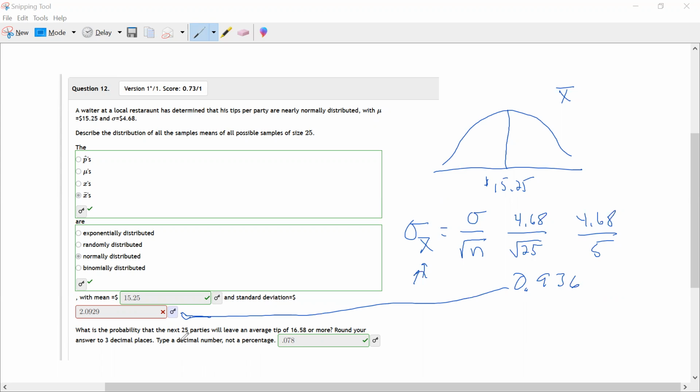Now, what's the probability that the next 25 parties, notice same sample size, will leave an average tip of 16.58 or more? So here's a well-labeled sketch. I put the mean here. I'm going to change the color up here. And I want to know what's the probability of getting an average of 16.58 or higher. So what that means, I want to use a normal CDF, either David Lane, or if you've got a graphing calculator with you, you can do this. Let's do a graphing calculator because some of you do have this, the one that you just signed out.